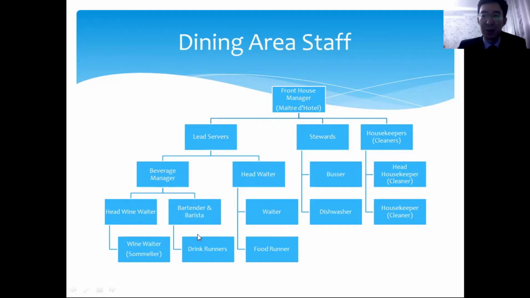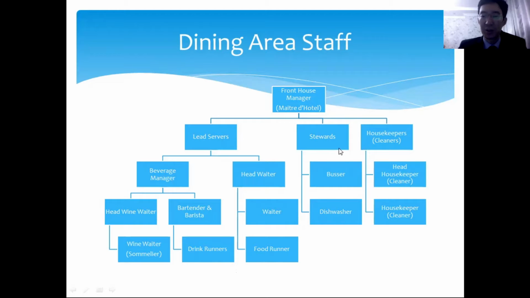And the bartenders and baristas usually have the drink runners, the people who deliver drinks, as an order. Then we have the head waiter. The head waiter can be the maître d'hôtel, who manages the waiters. And then we have the waiter, the person who takes the order and makes sure that the guest is happy. And then we have food runners, the people who run between the kitchen and the dining area, and drink runners, who run between the bar and the dining area. And that is basically it about the lead servers.